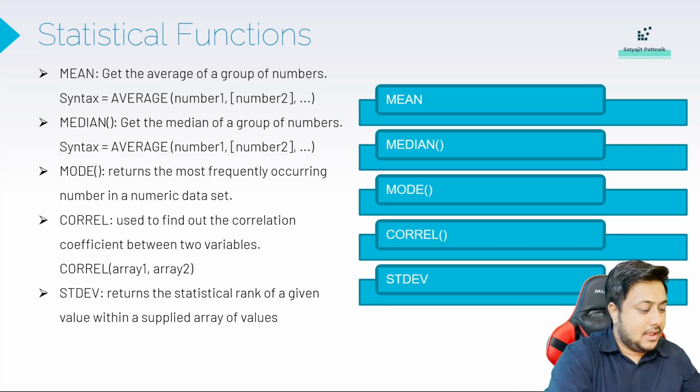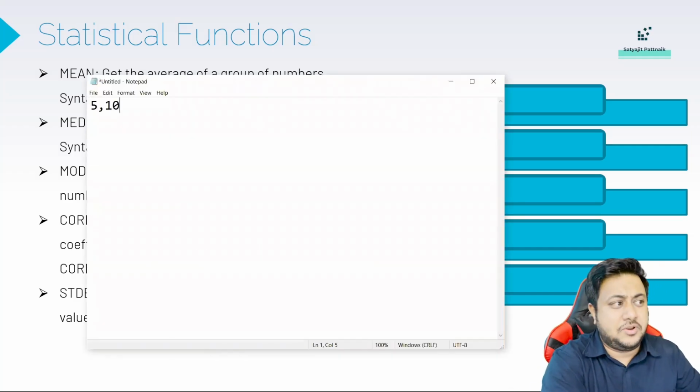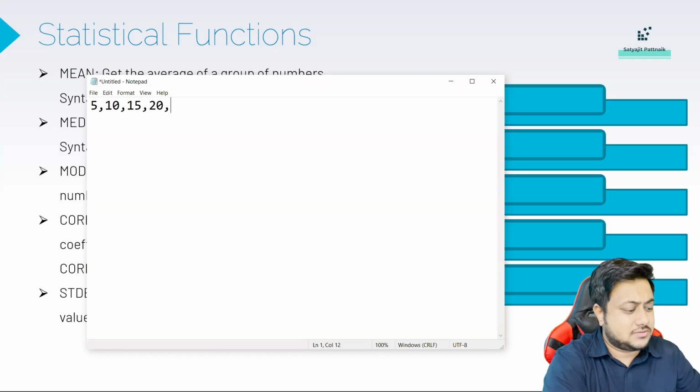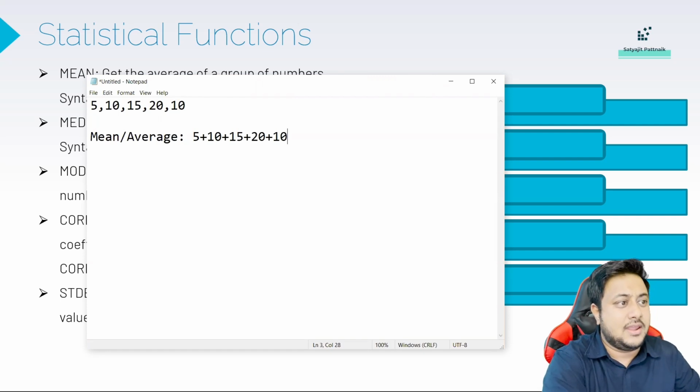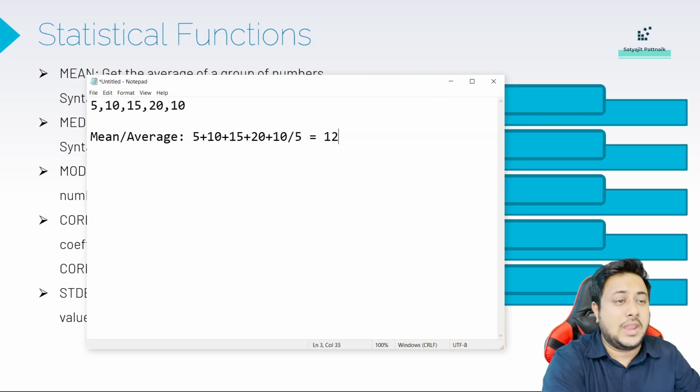Mean. What is mean? Let's say you have different numbers like this. Your mean is nothing but the average, which is 5 plus 10 plus 15 plus 20 plus 10, divided by 5. Yes. 5 plus 10 is 15, plus 15 is 30, plus 20 is 50, plus 10 is 60, by 5 is basically 12. So the average is 12.